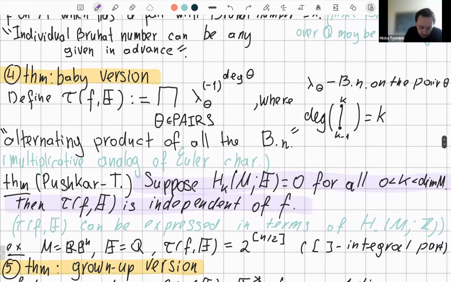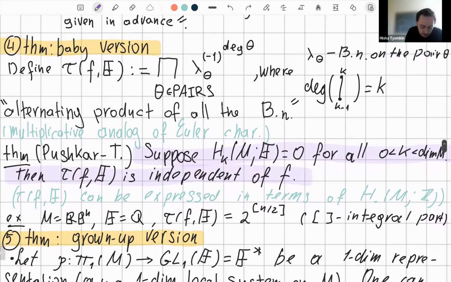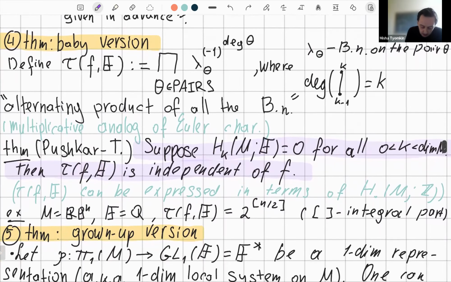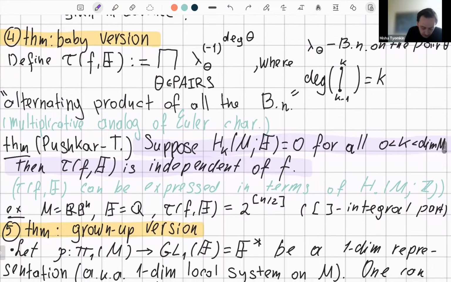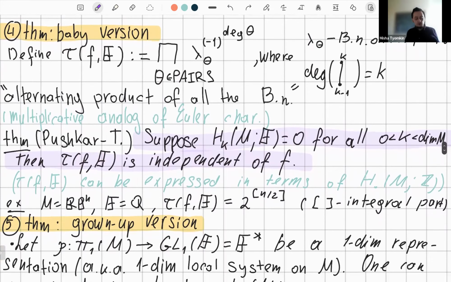So now I want to move on to the grown-up version. For this, I have to introduce a bit of terminology from algebraic topology. So pi1 is the fundamental group of M. Let rho be a one-dimensional representation of pi1. It's basically a map from pi1 to GL1 of F, which is just F star. So you're essentially given a homomorphism of groups from pi1 to F star for some F. And this is called, in fancy words, a one-dimensional local system on the manifold.